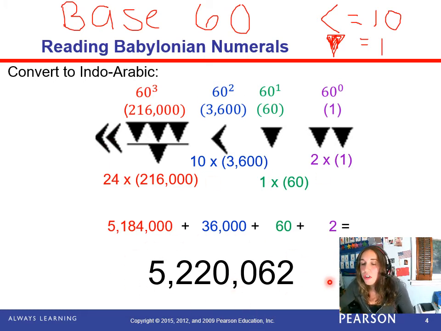Okay, so when you do this, the first thing you want to do is write out your powers of 60 and their values. Then you're going to convert your symbols and multiply them by those values. Add it all together and you'll get your number. So on the next page, what I need you guys to do is practice one on your own. I want you to really pause this and really give it a try yourself before we go through it together. Really do it.